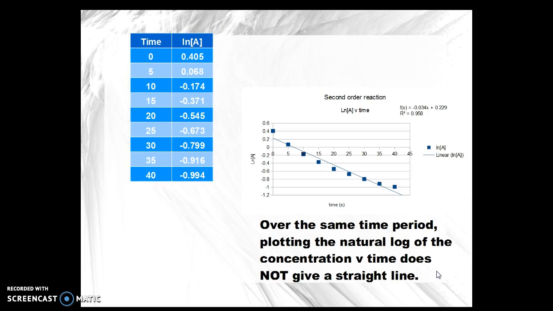Over the same time period, if we plot the natural log of the concentration of A versus time, you can see very easily that this is not a straight line. If we try to force a straight line, we get a correspondence of only 0.958. Remember, we need a correspondence very, very close to 1 in order to say this is a linear relationship. It is not a linear relationship, natural log of A versus time.